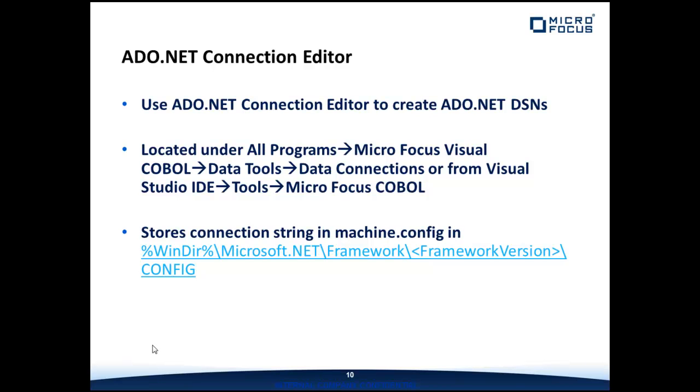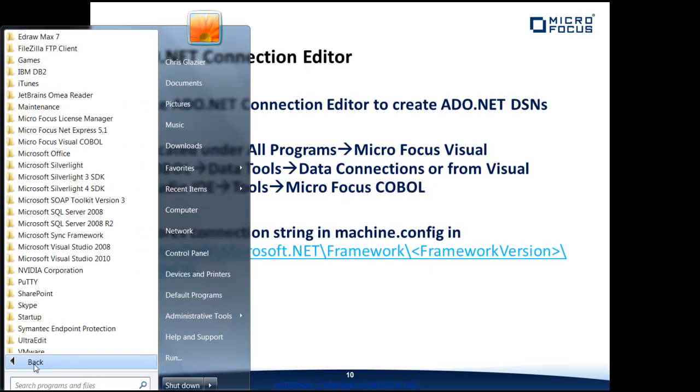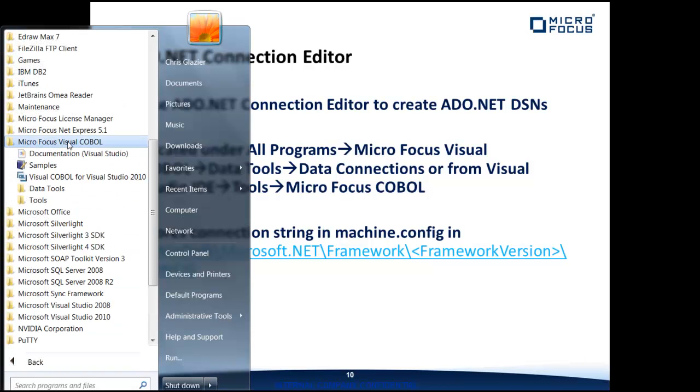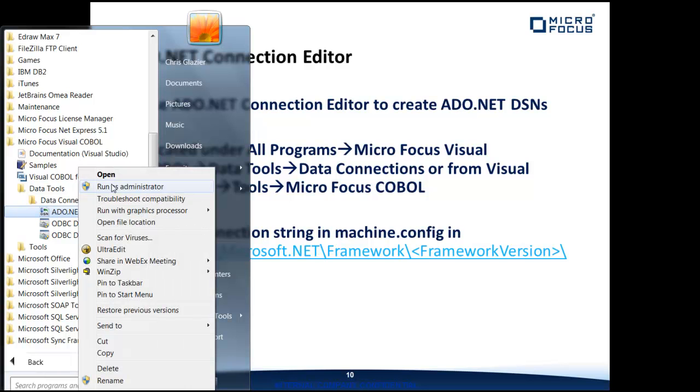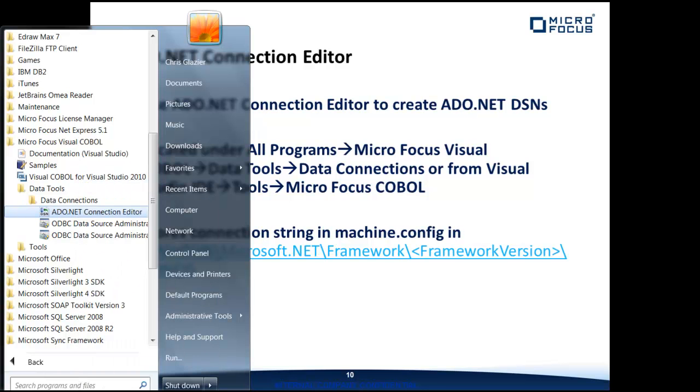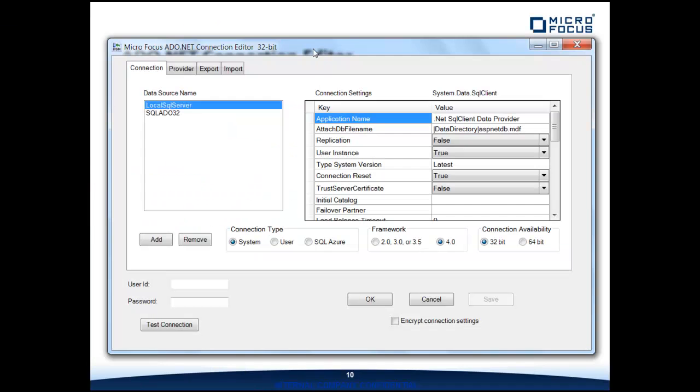Let's take a look and see how this connection editor works. Okay, we can find it under All Programs in the Visual COBOL group, under Data Tools, Data Connections, ADO.NET Connection Editor. If we want to create a new one or modify an existing connection, we need to start this with administrative privileges, so we can say Run as Administrator. Okay, here's our editor showing us the connections that we already have under the data source names.